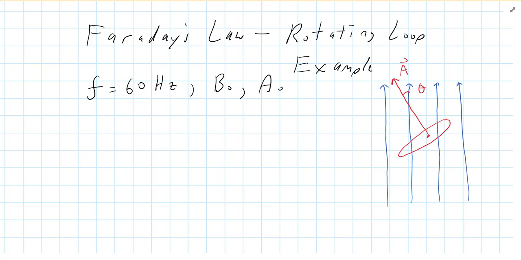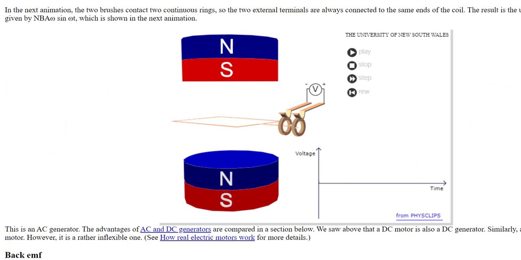Hi all. This is a quick example of Faraday's law, and we're going to look at a rotating loop. So you might spend a second copying this down and pausing, but basically here we've got a loop and it's going to rotate in this magnetic field, and we're going to give it a frequency. The magnetic field is B naught, and the area is A naught, and those aren't going to change, but the angle is going to change. And it's going to look something like this, and I'm going to shoot over to an animation.